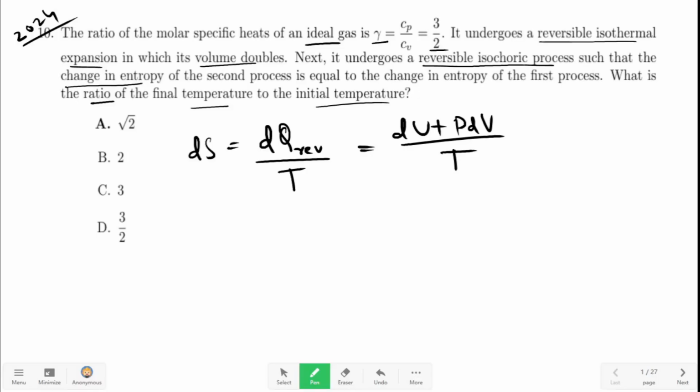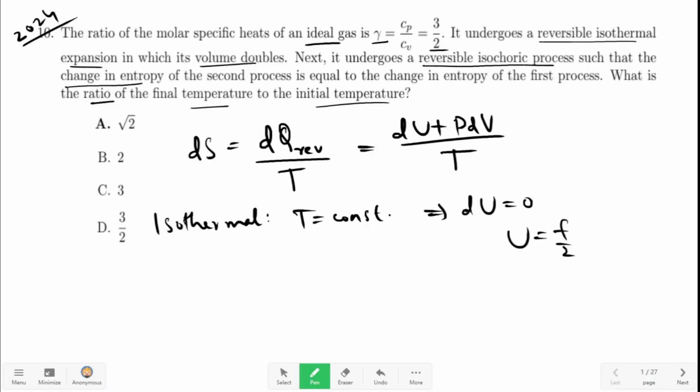The first process is isothermal. In isothermal reversible expansion, we have T equal to constant. This implies dU is equal to 0 because U is equal to f by 2 nRT for ideal gas. If T is not going to change, U is not going to change. Therefore, we have dU equal to 0 for isothermal process. This implies dS is equal to PdV divided by T.